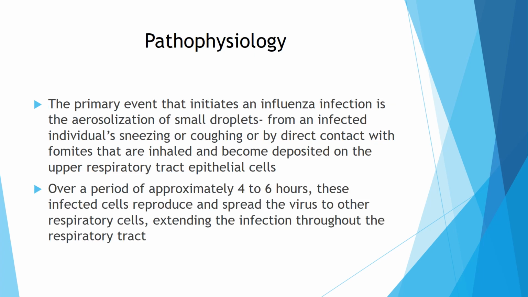So, the pathophysiology of the flu. The primary event that will initiate an influenza infection is the aerosolization of small droplets. And we know this, right? It's in the air from an infected individual's sneeze or cough, or by direct contact with fomites that are inhaled and become deposited on the upper respiratory tract.